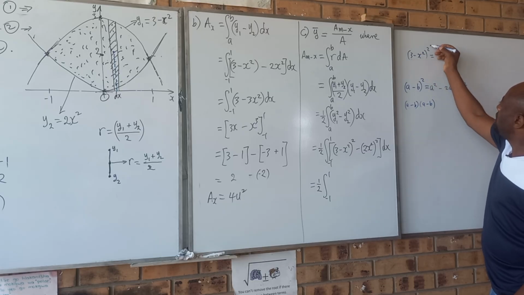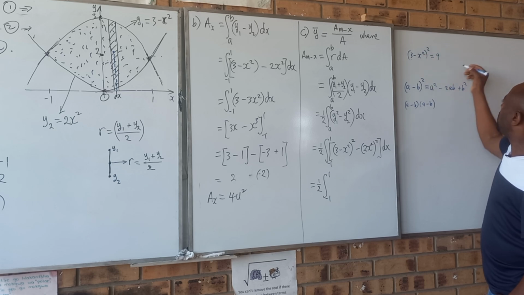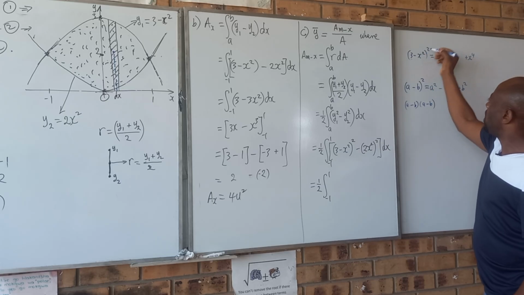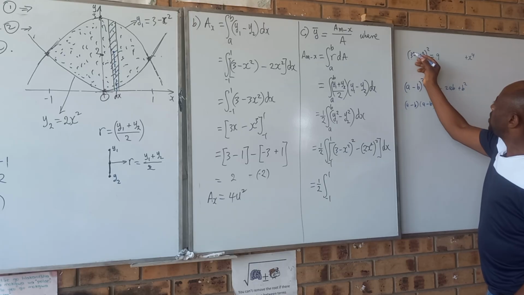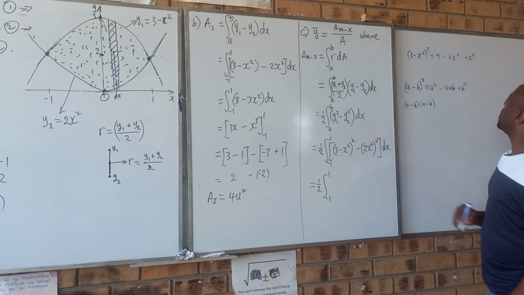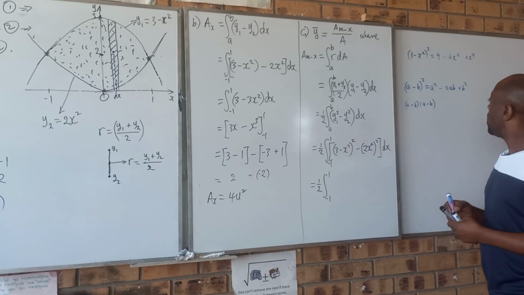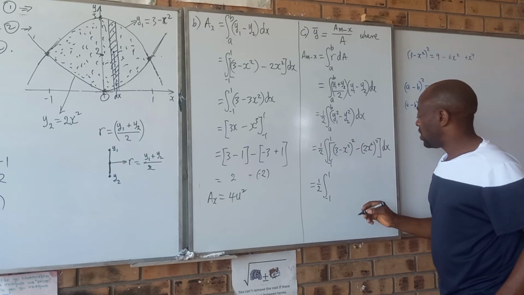I take 3, I square it, it gives me 9. If I square negative x squared, it will give me positive x to the power 4, because each time you square a negative number, it becomes positive. Then in the middle, I will take 2 times 3 times negative x squared, that gives me negative 6x squared. So you see, in just a short while, I've done my expansion. I don't even need to go to a half page to do that as an N6 student.